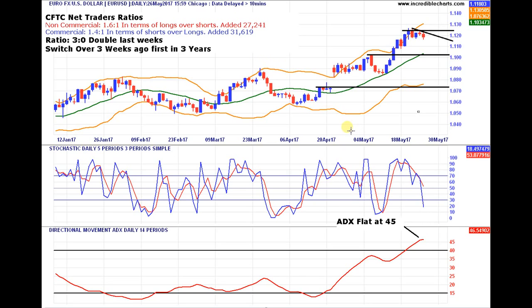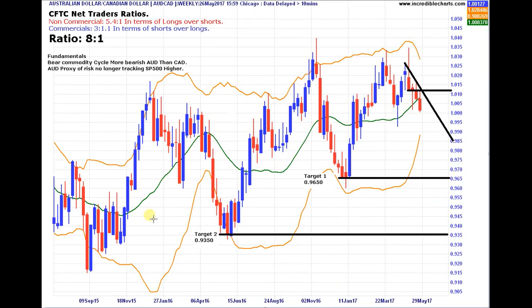Let's move to the next chart. We're on the AUD CAD, and I'm doing the weekly chart before I move to the daily chart, because I just want to set the targets off the bigger chart.